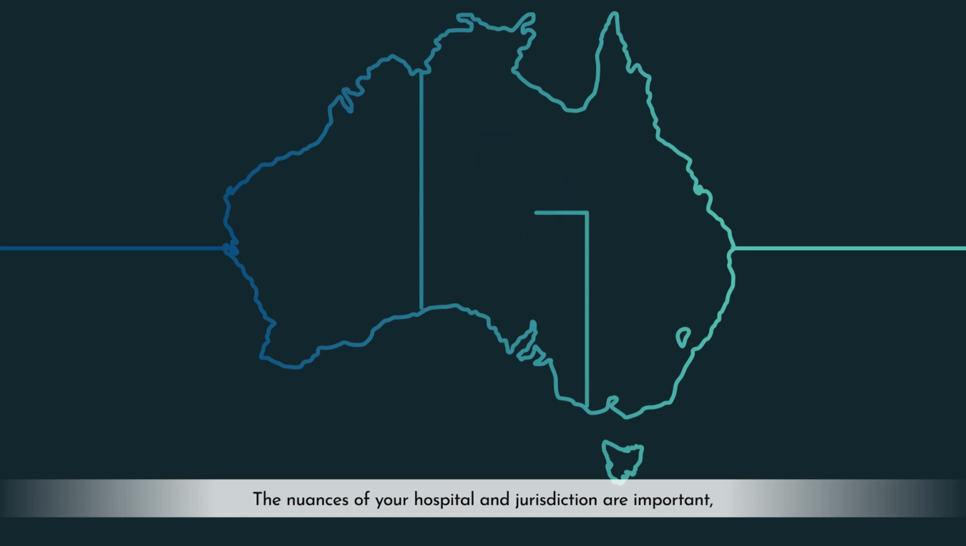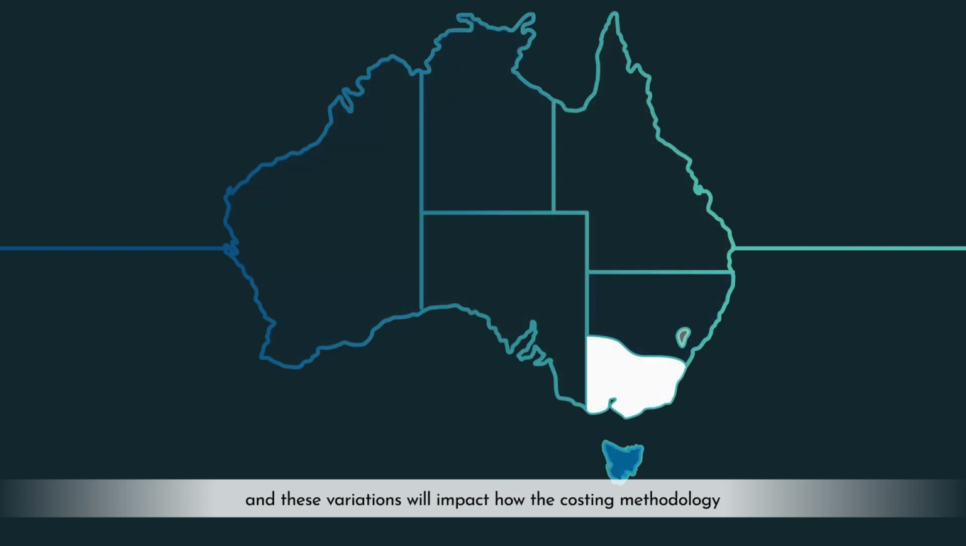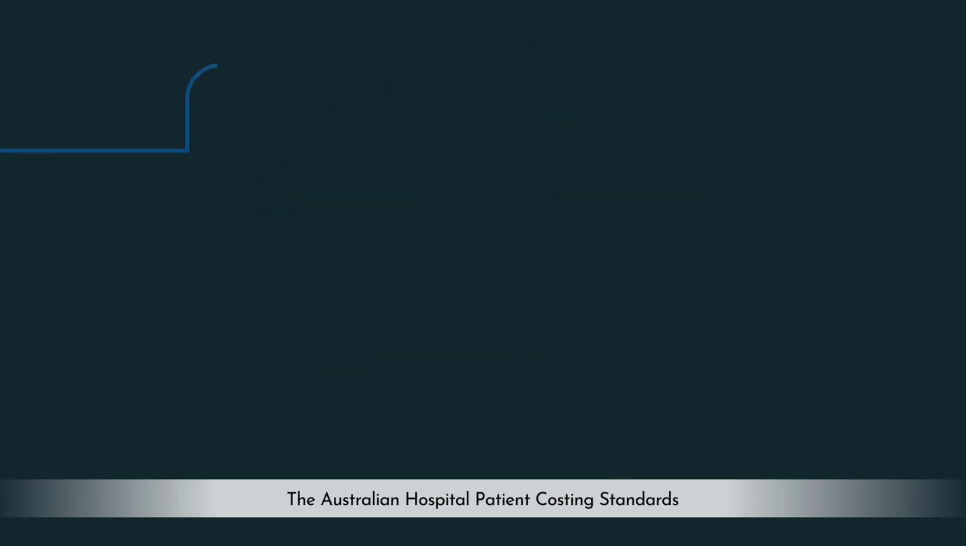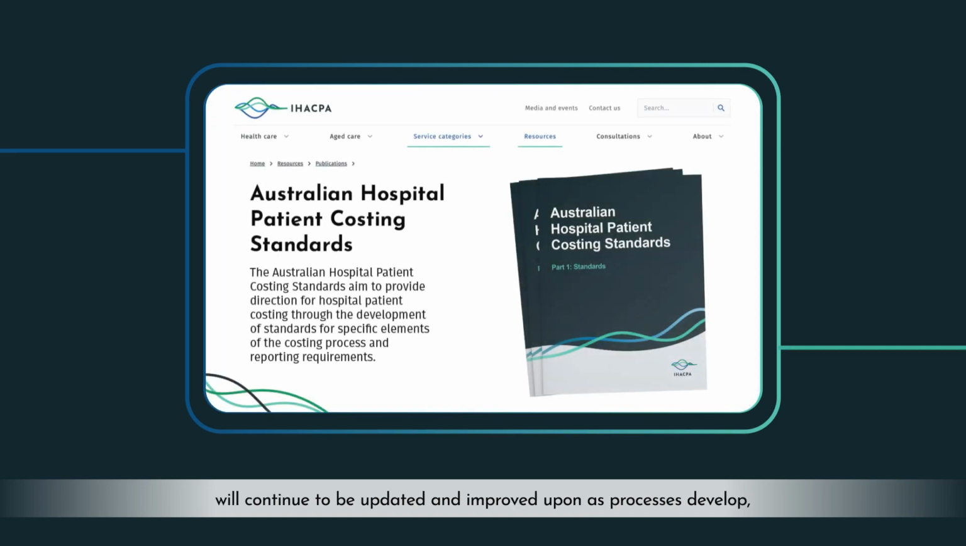The nuances of your hospital and jurisdiction are important, and these variations will impact how the costing methodology can be applied to your local environment. The Australian Hospital Patient Costing Standards will continue to be updated and improved upon as processes develop, and each version is designed to be more closely aligned with the needs of product costing for Australian hospitals today.